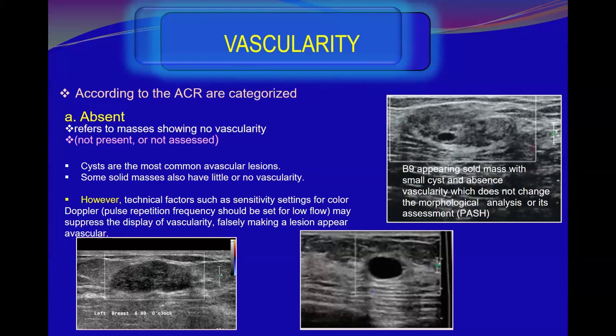According to ACR, we'll go through these 3 descriptors again in more detail: either absent, rim, or intralesional. Here we have examples. We can see the color box, but we cannot see any color signal within the box. So we are dealing with absent.